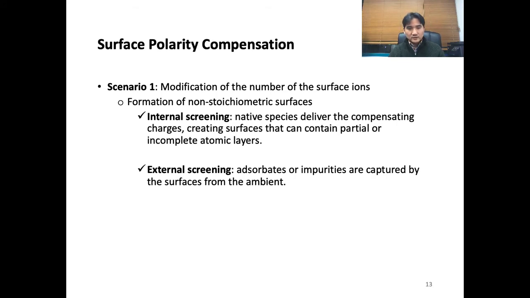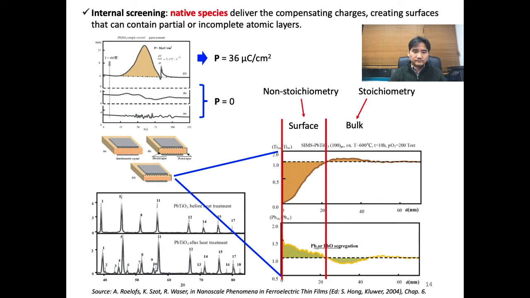The first one, internal screening, where native species deliver the compensating charge, creating surfaces that can contain partial or incomplete atomic layers. And at the same time, we can have external screening, where adsorbates or impurities are captured by the surfaces from the ambient. So let me give you a specific example, which is excerpted from one of the book chapters that I edited long time ago.